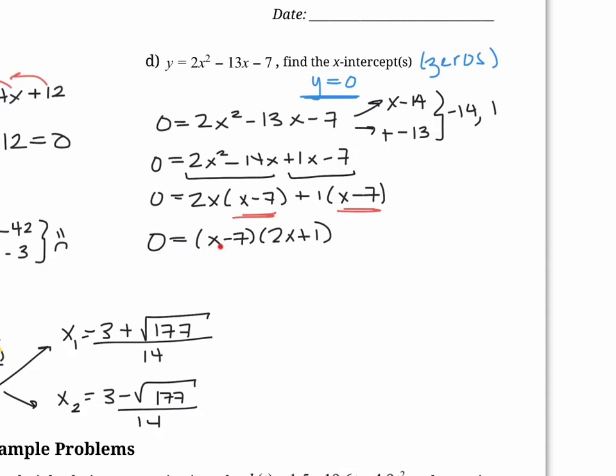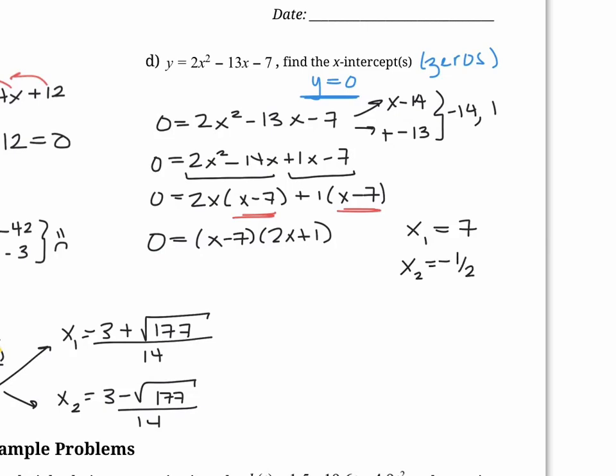It's factored, so I can guess and check my solutions now. If x is equal to 7, 7 minus 7 will make 0. That will be one of my answers. So x1 will be 7. That is the first x-intercept. I plugged in y equals 0, and I got x equals 7. Let's figure out the second x-intercept. The second x-intercept is going to be negative 1 over 2.